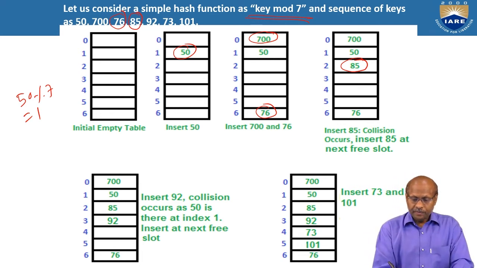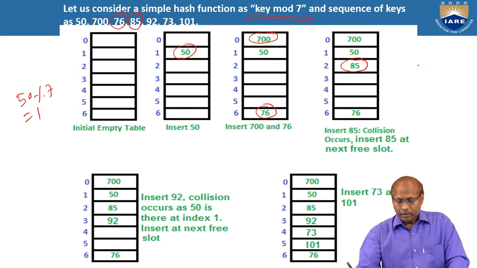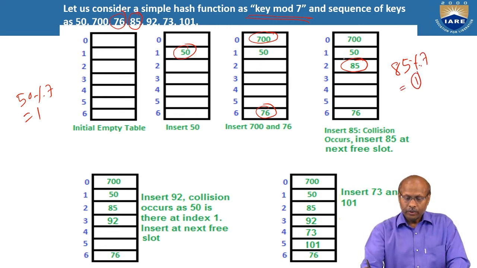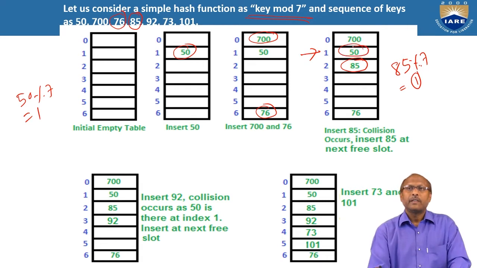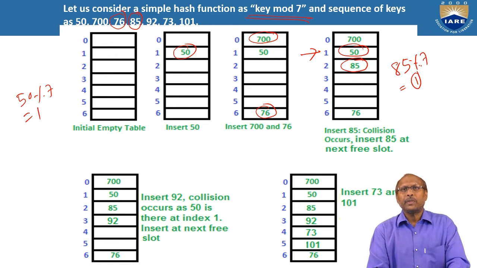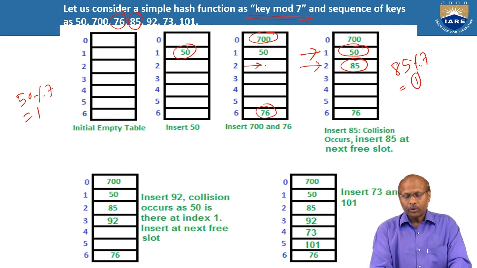Now 85 modulus 7, remainder 1, sorry. So it has come to this position, the 1st position. But data is already available. So there is a collision. So when the collision occurs, what you have to do, because you are following linear probing, you come to the next slot. Earlier this slot was empty. So in that slot, the 85 will be stored because you are following linear probing.